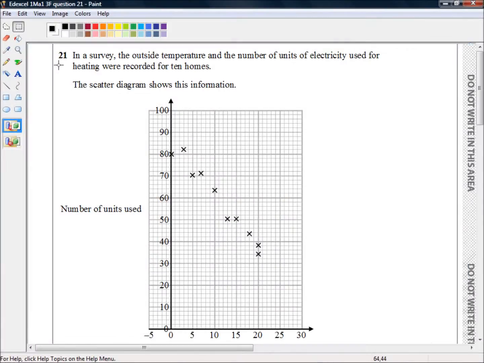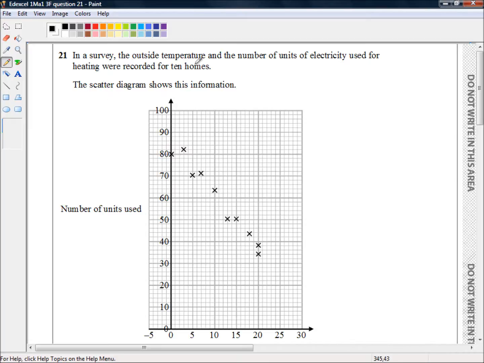Hello and welcome to the new style Edexcel GCSEs. These are the ones that go from grades 9 through to 1. This is paper 1 MA1/3F. It's the third paper in the foundation tier. It is a calculator paper and we're picking up in question 21.